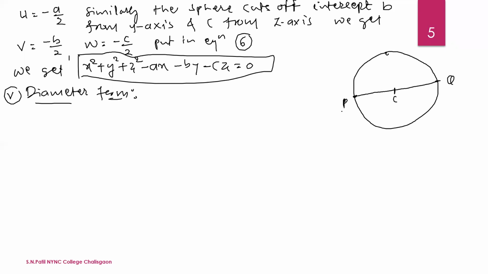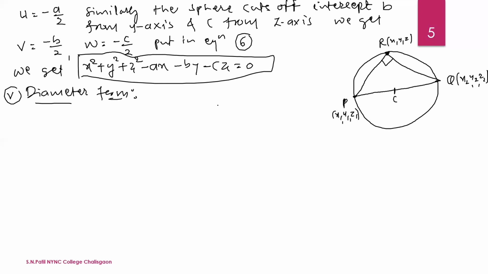And the point P whose coordinate is x1, y1, z1, and Q is x2, y2, z2. And R is any point on the sphere. Connect R with P and Q. So here a right angle is formed at R, whose coordinate is x, y, z.